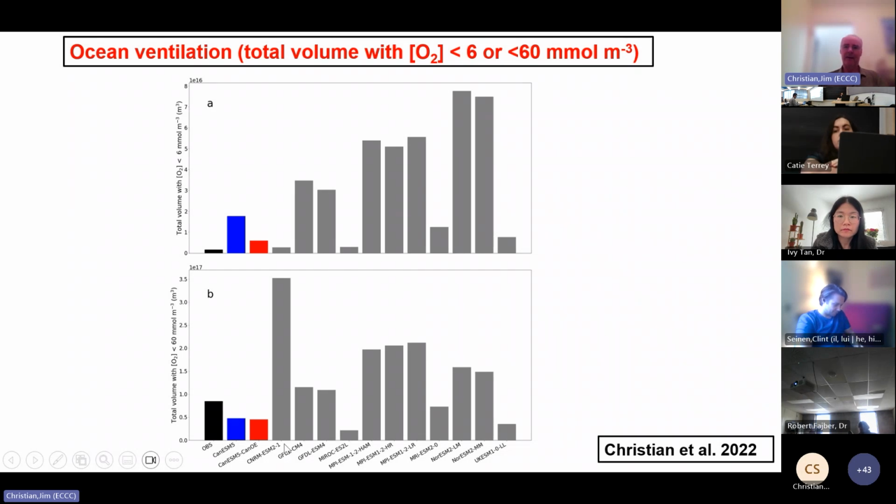But CNRM is a really interesting case. That's another NEMO-based CMIP6 model. And you can see that they're the lowest and closest to the observations for less than 6 micromolar, but for less than 60, they're the highest by far. So they're actually doing a very good job of ventilating the very, very low oxygen waters along the eastern boundary currents. But the North Pacific as a whole is actually weakly ventilated in that model.